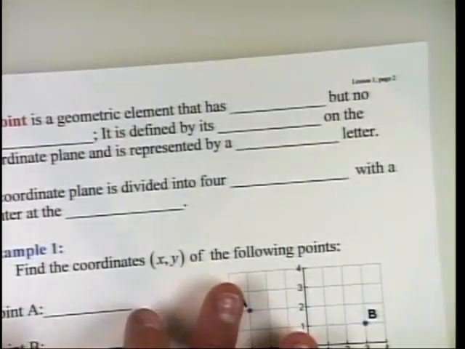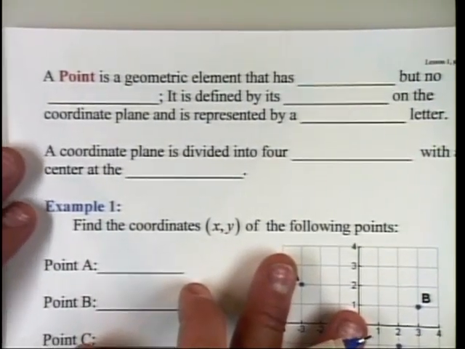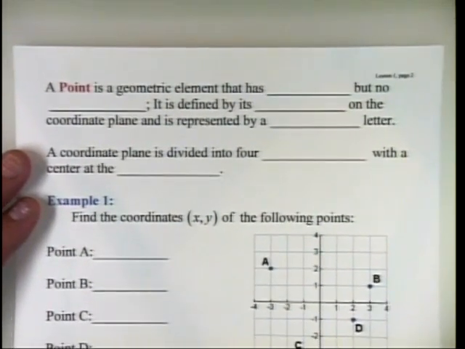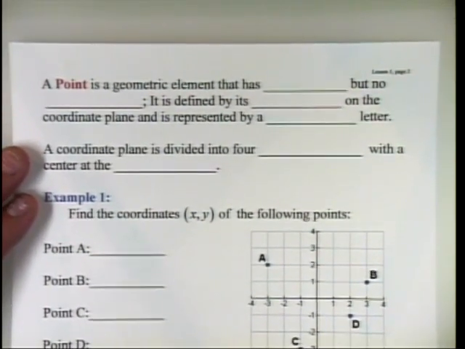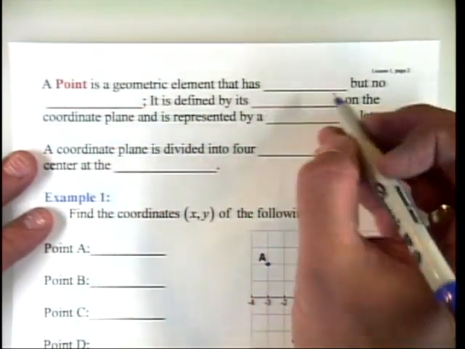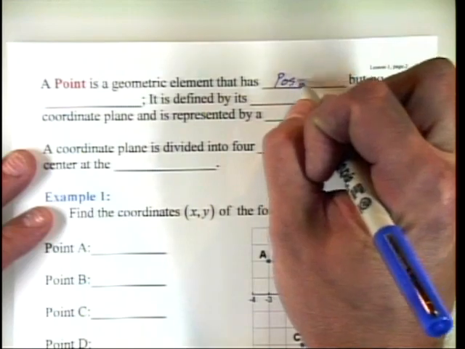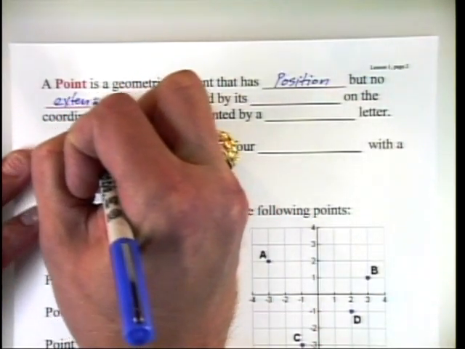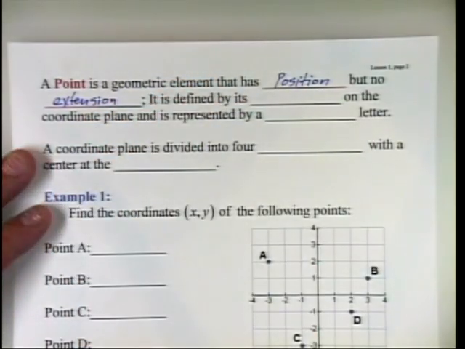The first thing we're going to define here, the undefined term or the primitive term, is the idea of a point. Now, a point is something that you're probably intuitively familiar with, but the mathematical definition is a point is a geometric element that has position but no extension. That means it has 0 dimensions.